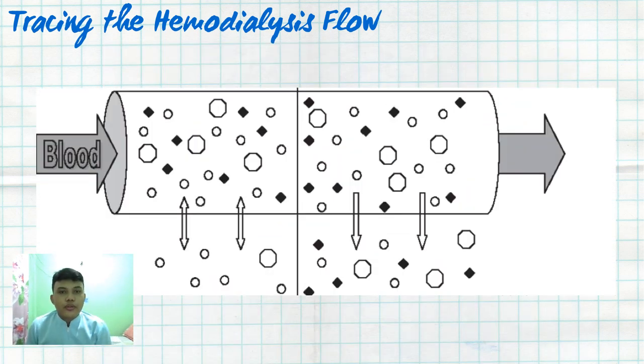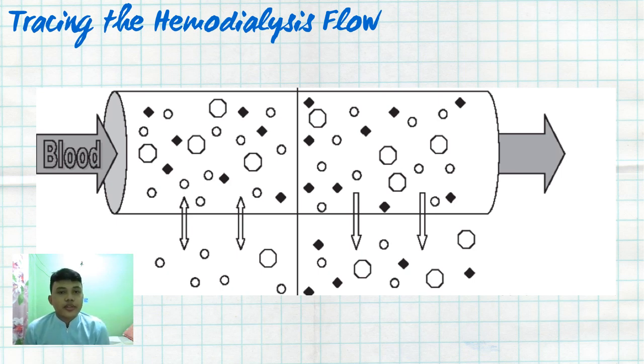Now we move on to the dialyzer. Before the blood enters the dialyzer, it will first pass through the dialysate inlet. This inlet refers to the valve which helps blood enter the dialyzer. After the blood enters the dialyzer, it will undergo processes.